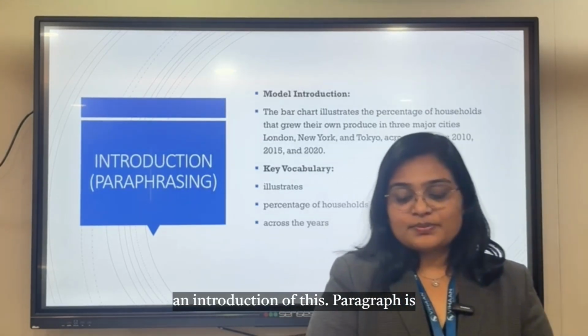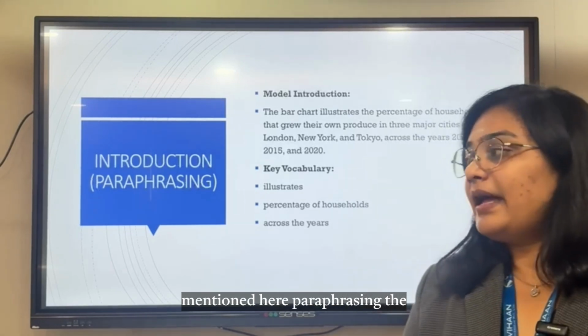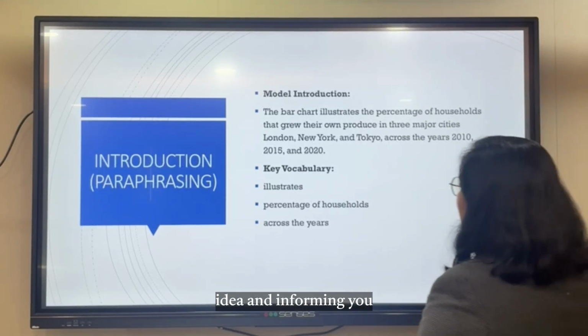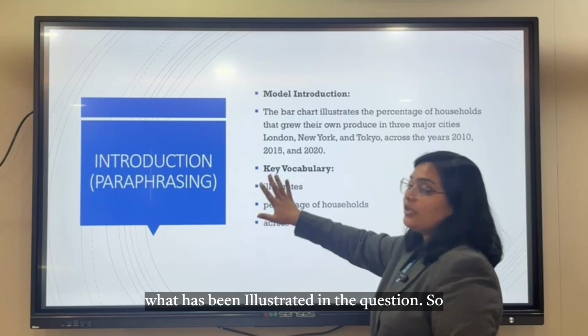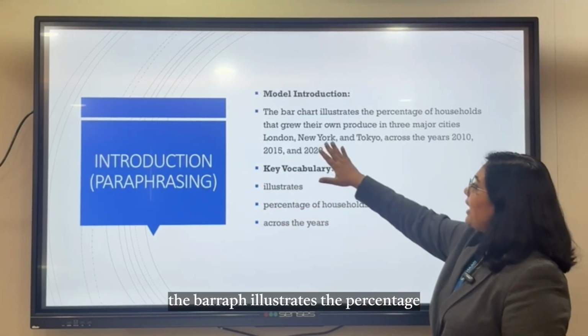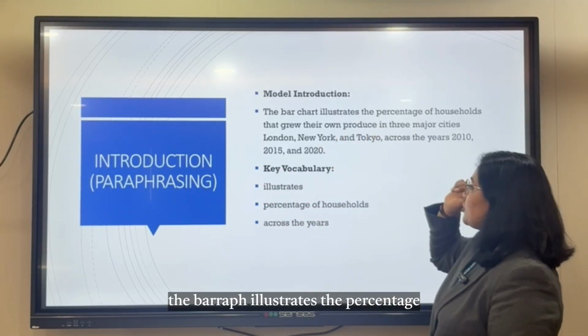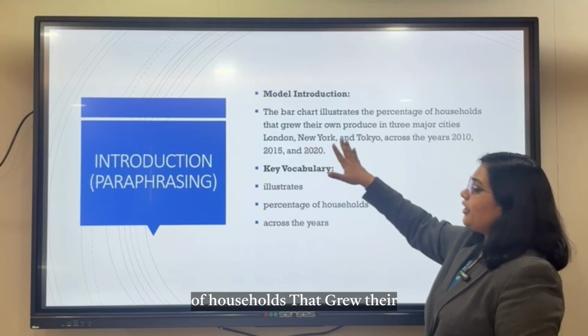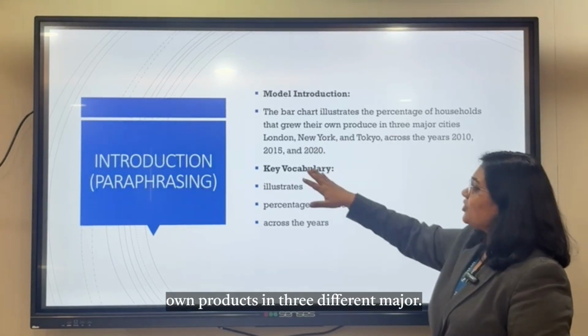An introduction is mentioned here, paraphrasing the idea and informing you what has been illustrated in the question. So the bar graph illustrates the percentage of households that grew their own products in three different major cities.